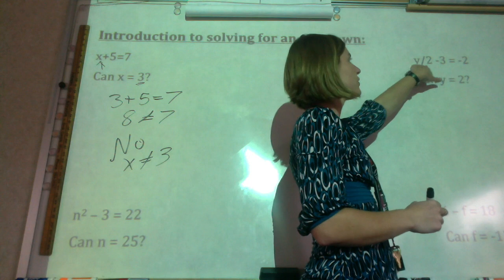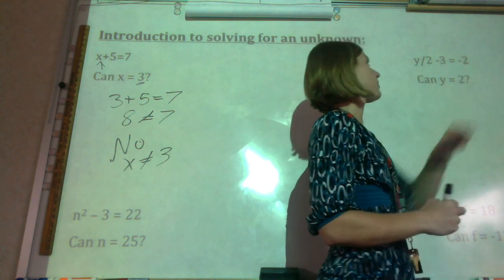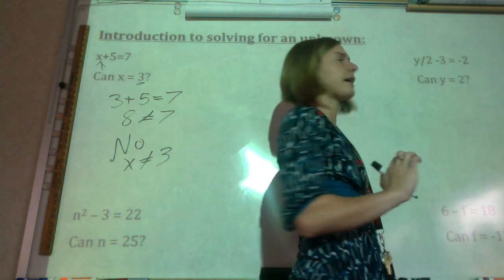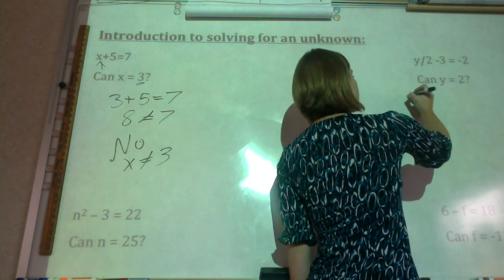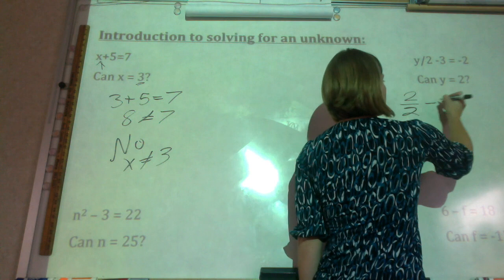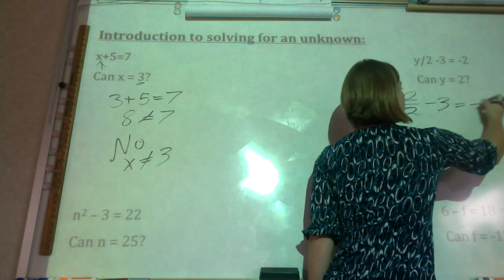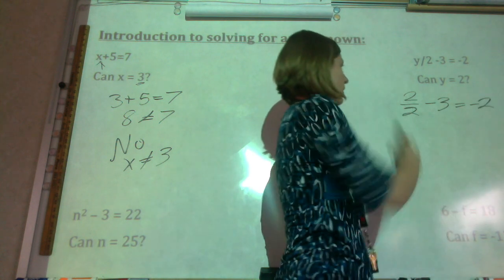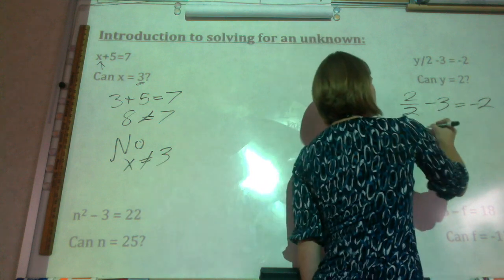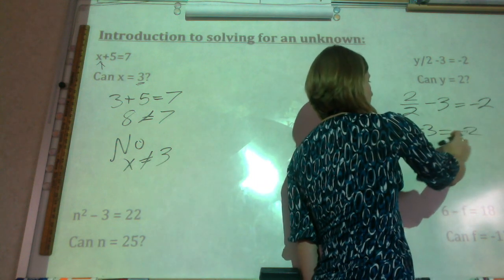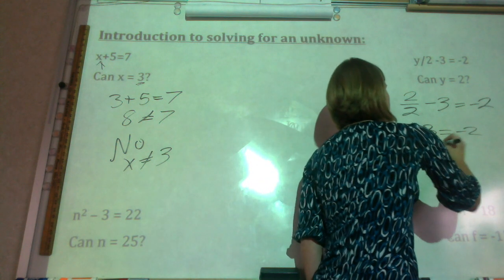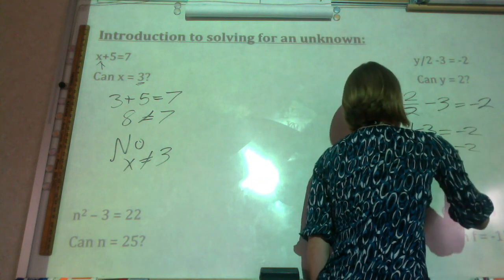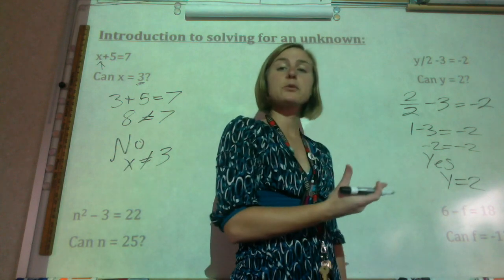y divided by 2 minus 3 equals negative 2. Oof, that's a little nasty looking, but let's see if y can equal 2. So let's throw that in. So we have a 2 being divided by 2, then minus 3 equals negative 2. Okay. Well, 2 over 2 equals 1. Plug that into the rest of the equation. 1 minus 3 equals negative 2. Oh yeah, that's sounding about right. 1 minus 3 is a negative 2. So this one worked. So yeah, y equals 2 in this case.